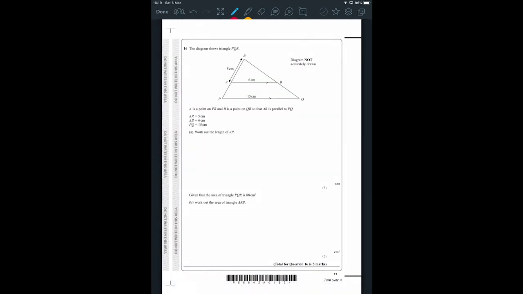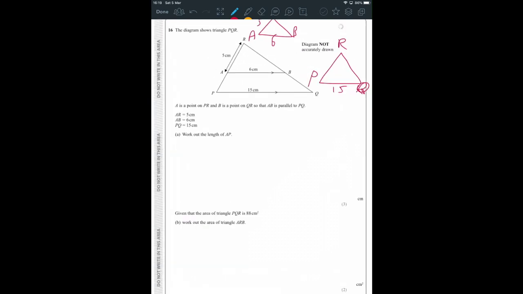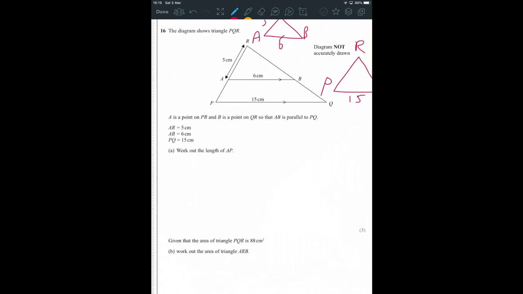Question 16. Similar triangles. We have an embedded triangle here. We've got the smaller triangle ARB with sides of 5 and 6. Then we've got the larger triangle PRQ, which has a base of 15, and that's all we know about PRQ. We have some information telling us that A is on PR, B is on QR, and we've got these parallel lines. We want to work out the length of A to P.